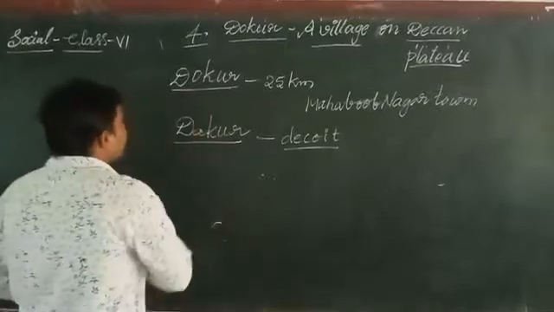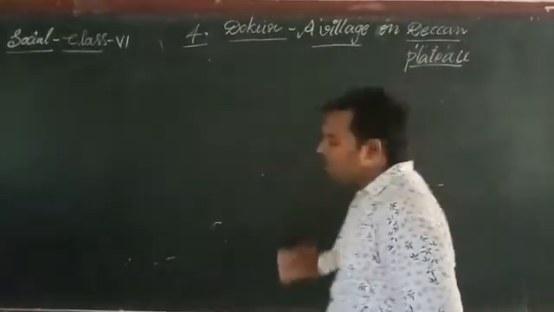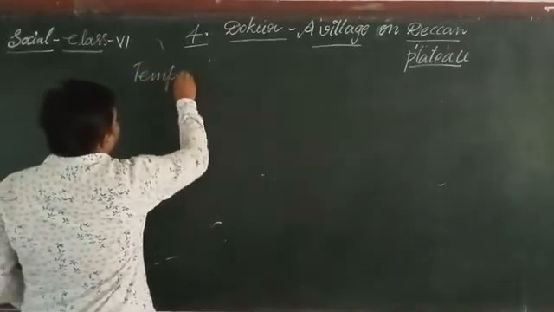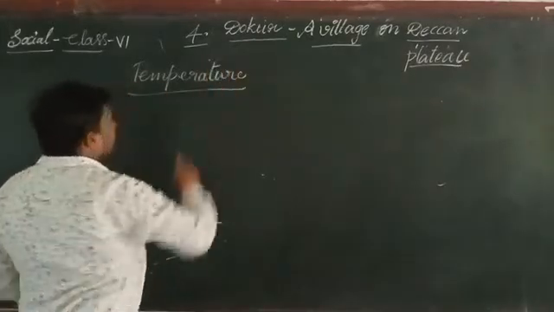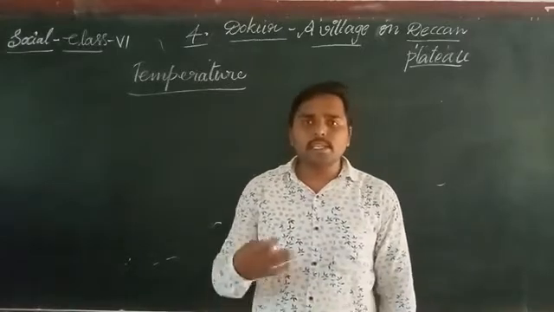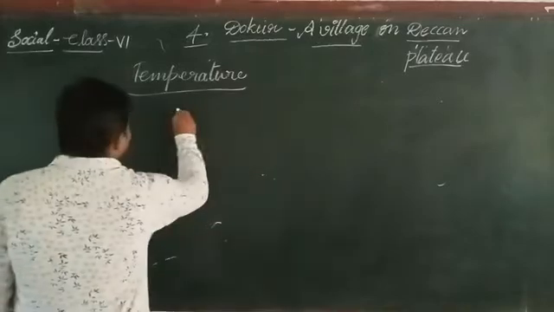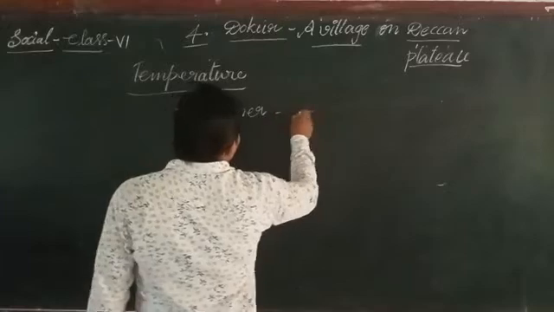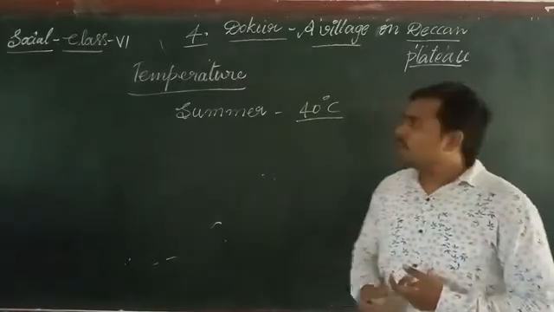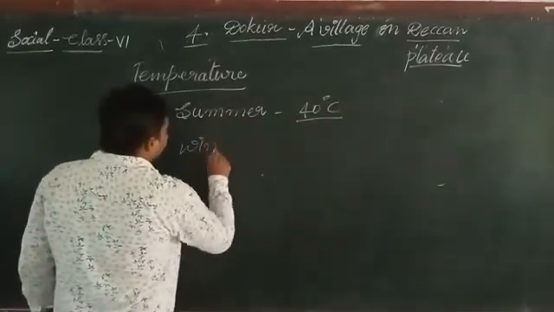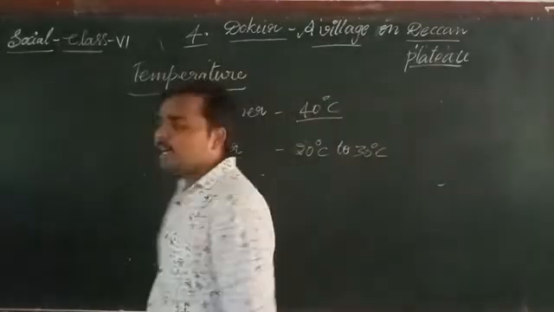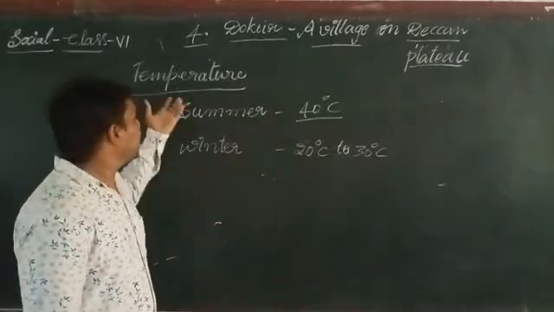Now about the temperature and rainfall in this Dokuru village. Now coming to temperature. In this Dokuru village, about 40 degrees Celsius is recorded during the summer months. During the months of winter, the temperature varies between 20 degrees Celsius and 30 degrees Celsius. This is the temperature variation in summer and winter in the Dokuru village.